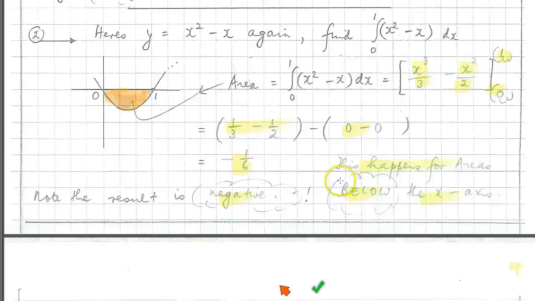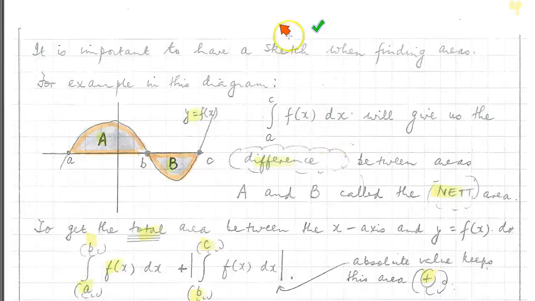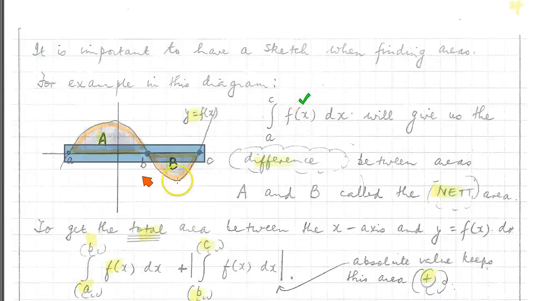So it is very important to have a sketch when finding areas. For example, look at this example here. I've just got a general curve there. If I integrate it from A to C, all the way from A to C, you can draw vertical lines at A and C if you like, but they cut exactly on the x-axis. That'll give us the difference between the areas A and B, and that would be called the net area.